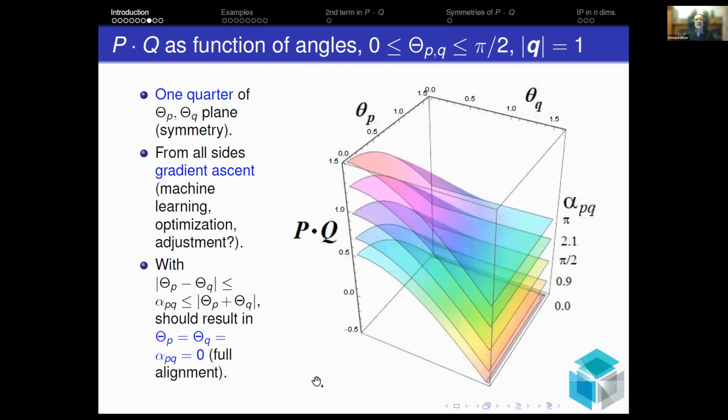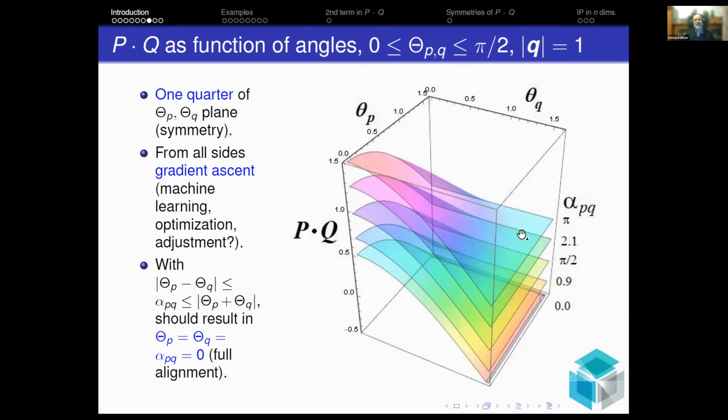Yeah, and if you plot P dot Q as a function of the angles, then in this diagram one axis is theta p from 0 to pi half, and the other is theta q from 0 to pi half. And you could plot it over minus pi half to plus pi half over the whole plane, and it would just be symmetric to the three other quadrants.